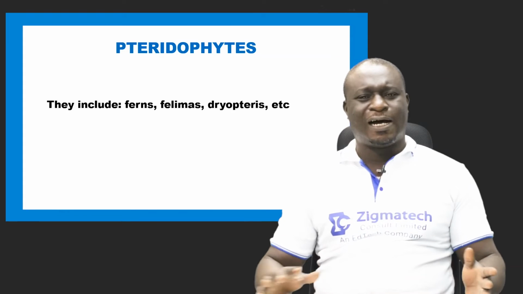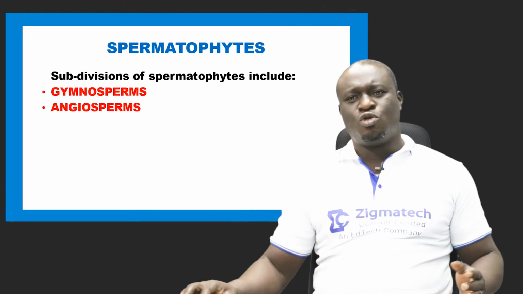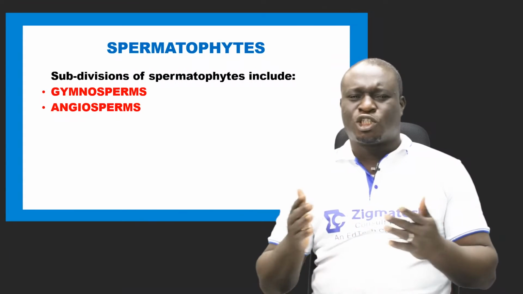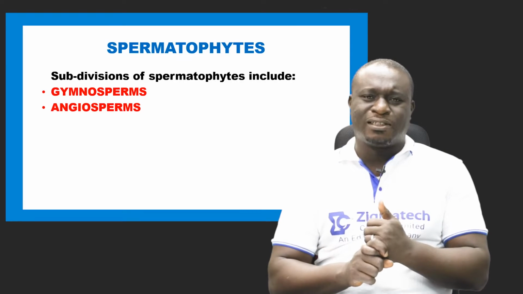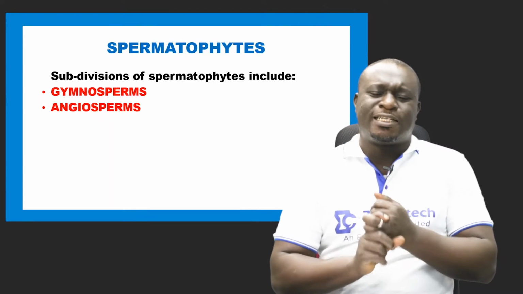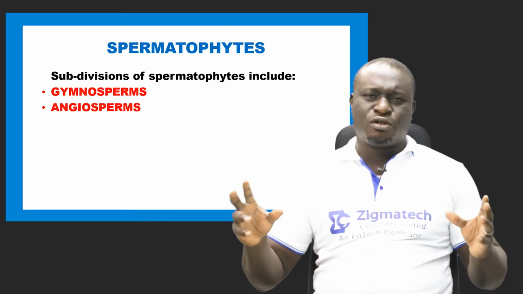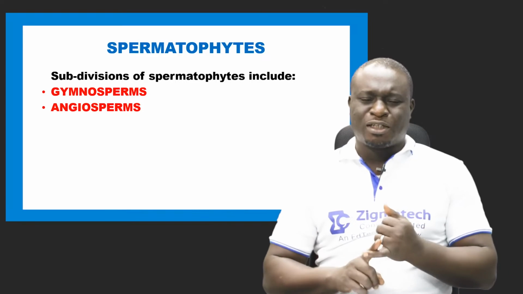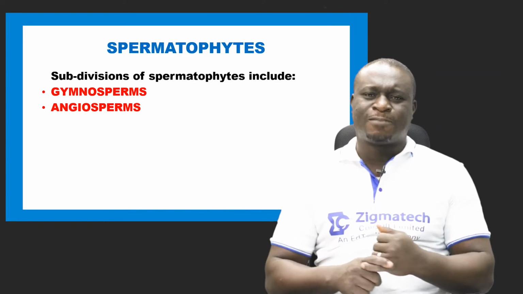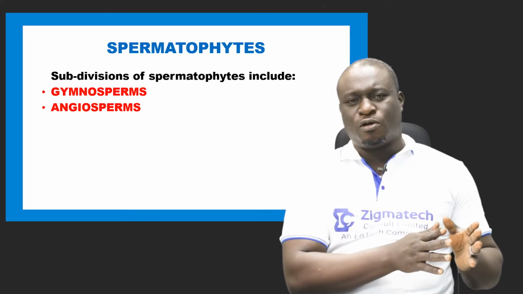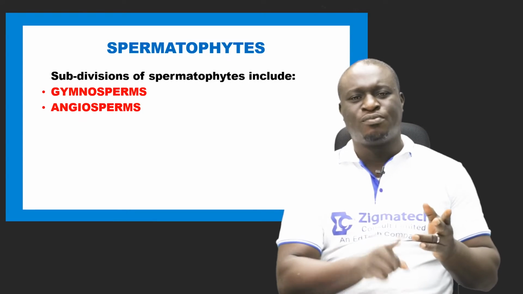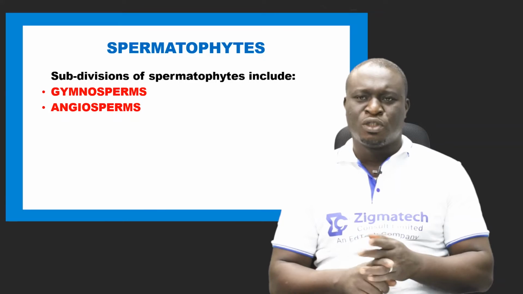They fall under pteridophytes. Now, looking at spermatophytes. Spermatophytes are flowering plants and they are also seed-producing plants. Please take note of the difference between the two. Spermatophytes are flowering, seed-producing plants. But pteridophytes are non-flowering and non-seed producing.